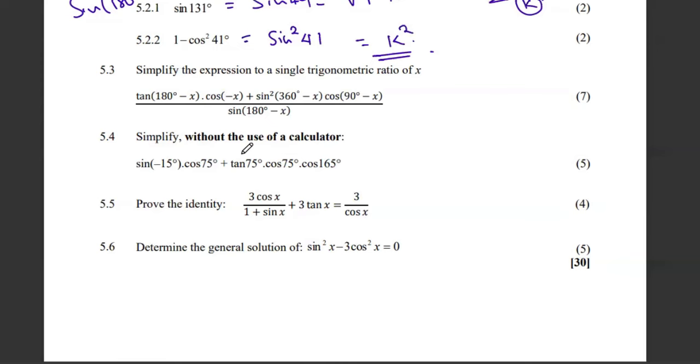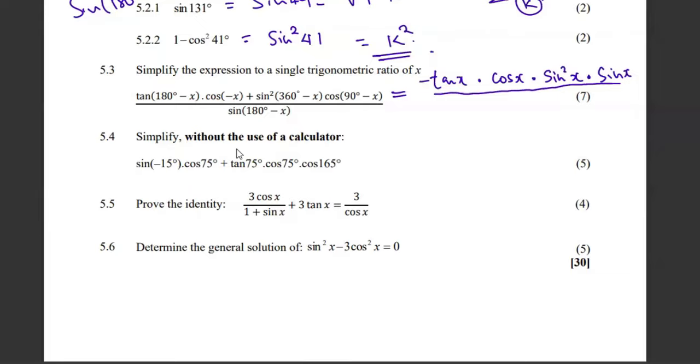Okay, and then 5.3, they need us to simplify this into a single trig ratio. So reductions, we know that tan of 180 minus x is in the second quadrant, where tan is negative, so negative tan x. Cos of negative x is the same as the cos of a positive x. And then sine of 360 minus x is in the fourth quadrant, where sine is negative, but since we are squaring it, we're only going to have sine squared of x. And then the cos of 90 minus x must give us a sine of x.